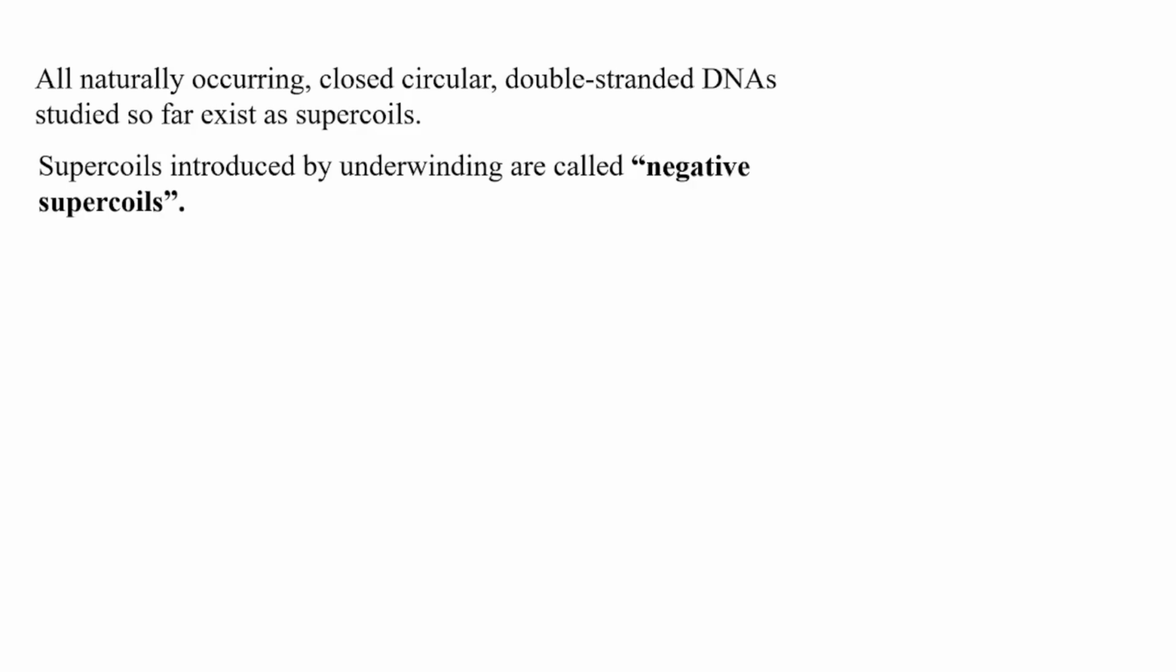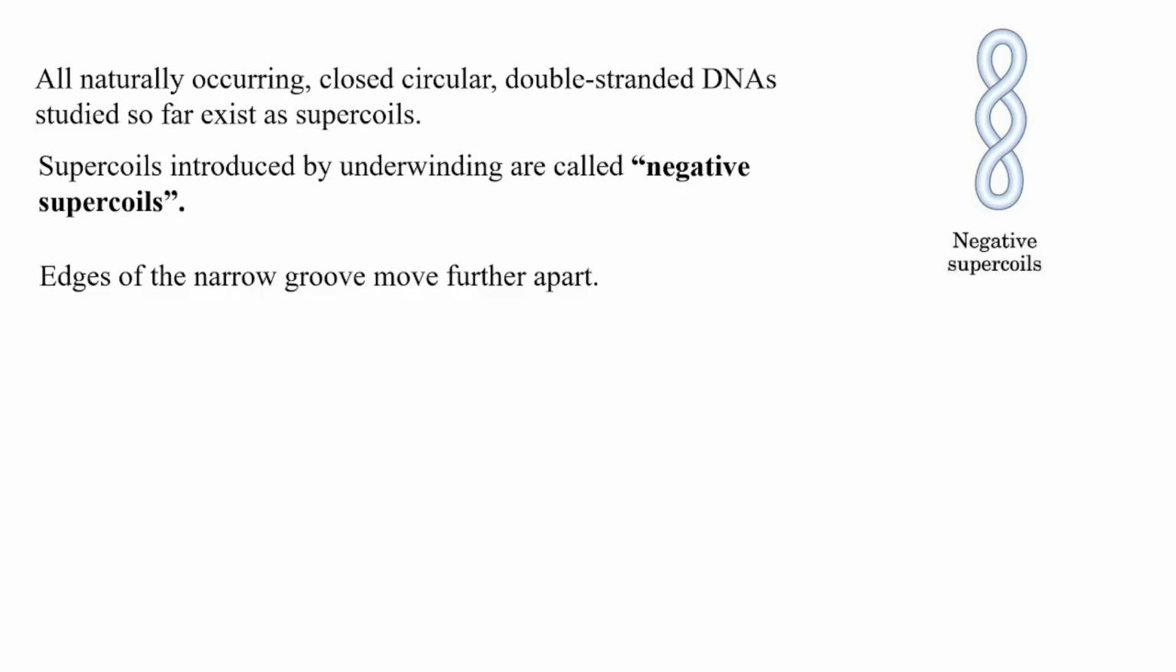As long as both strands are intact, no free rotation can occur around the bonds in either strand's backbone, so the DNA cannot relieve the strain of underwinding except by supercoiling. The supercoils introduced by underwinding are called negative supercoils. The edges of the narrow groove move further apart. This kind of supercoiling is found in most of the organisms.